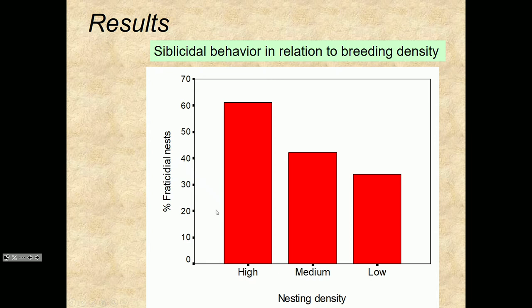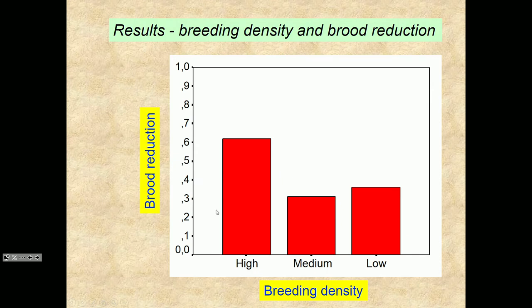Then maybe to the more interesting part of this study, siblicidal behavior in relation to breeding density. Here we saw that with the higher density of the local populations of black kite, we had also a higher incidence of siblicidal behavior. It says fratricidal nest, I see there now. And fratricide is another word for siblicide that has been used maybe much earlier in the literature. And we also checked breeding density and brood reduction, which shows also that with a higher breeding density, we had a higher incidence of brood reduction.